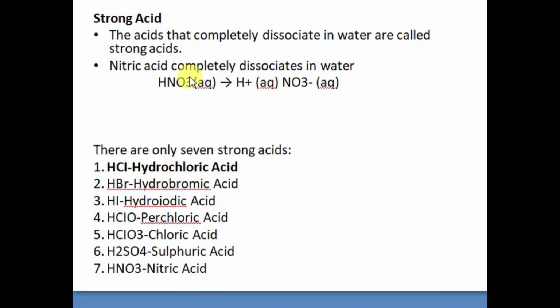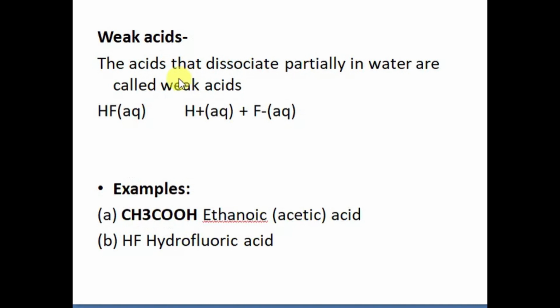Now we have weak acids. As I've already told you, weak acids dissociate partially. So this is the reaction. Here there will be H plus and F minus, and H plus will partially dissociate. So this is an example of a weak acid. Ethanoic acid is an example of a weak acid. Hydrofluoric acid is an example of a weak acid.